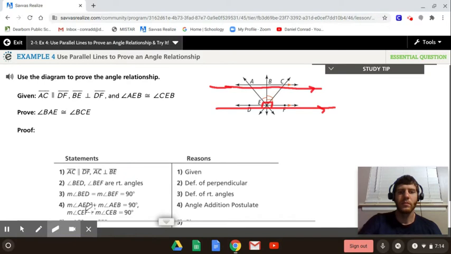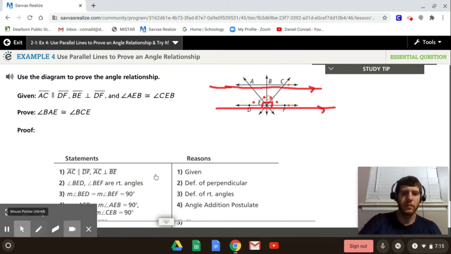Okay, so they did our angle addition, right? This angle here plus this one is going to add up to 90, and then this one plus this one is going to add up to 90. So AED plus AEB is 90, and then CEF plus CEB is 90. Those two there are 90. Okay. So we have that they equal 90. We have our equations. Let's see what they put next.